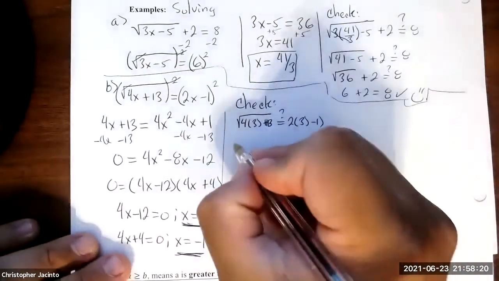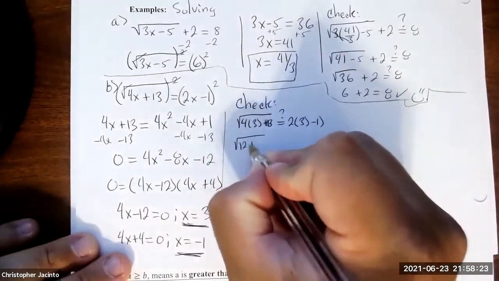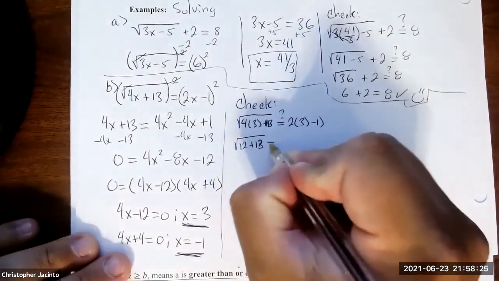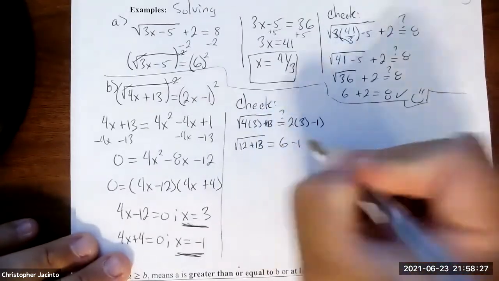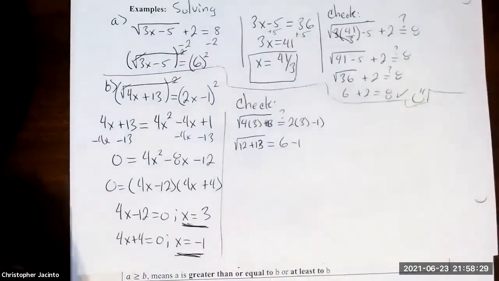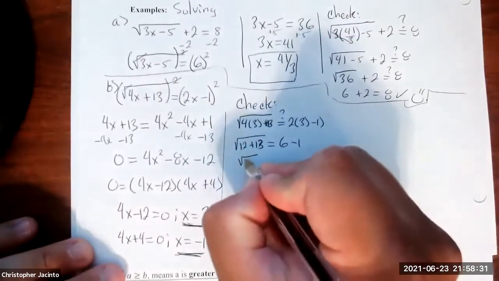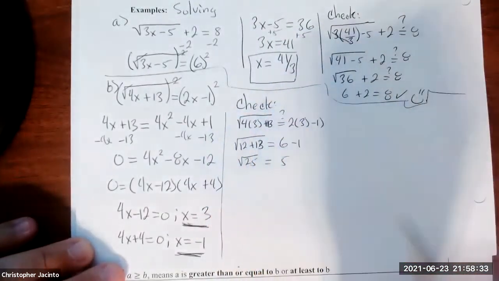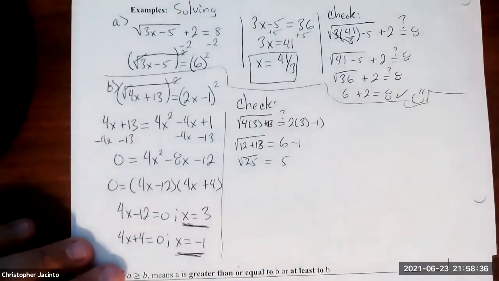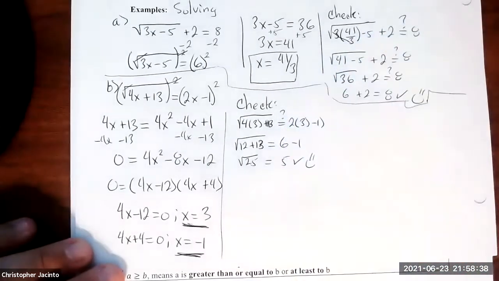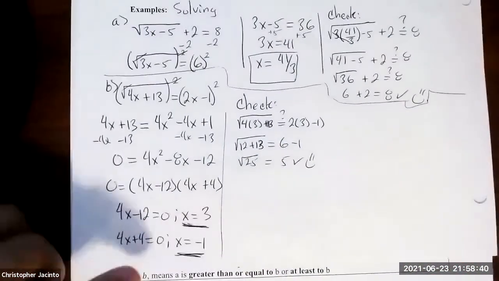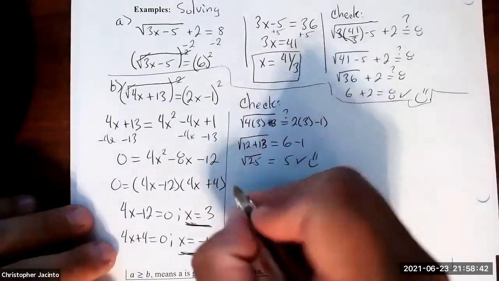Then we just simplify, right? So 4 times 3 is 12 plus 13. Does that give me 6 minus 1? So this is square root of 25 and this is 5. And yeah, the square root of 25 is 5. So that works. Perfect.